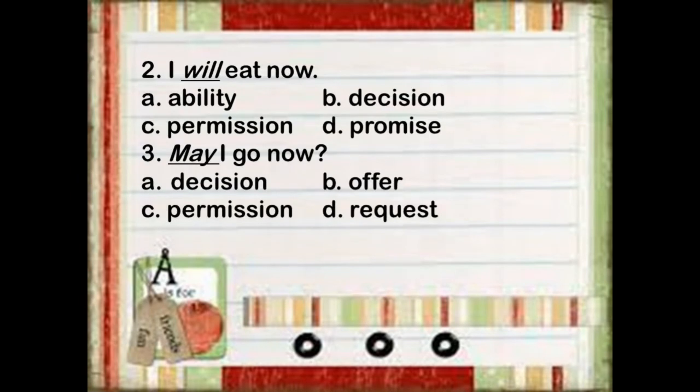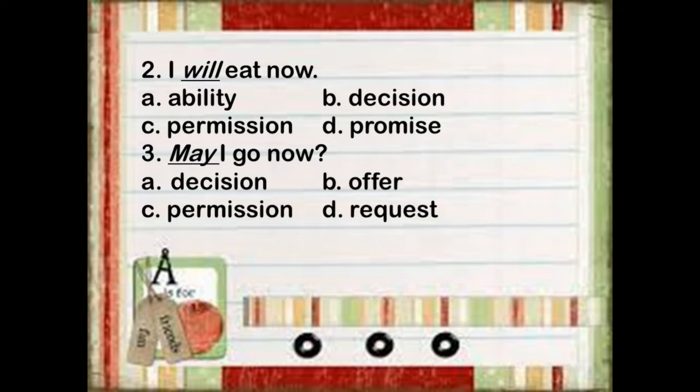Number 2. I will eat now. A. Ability. B. Decision. C. Permission. D. Promise. And what's your answer? It's B. Decision.